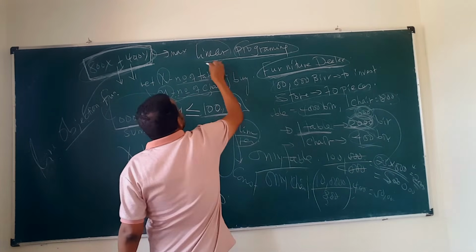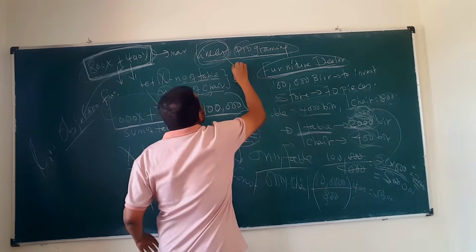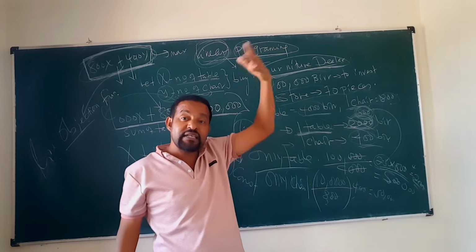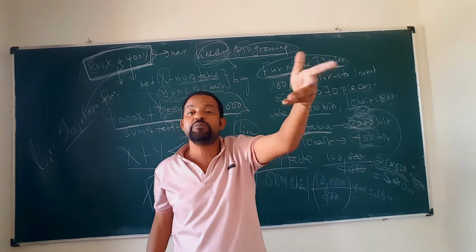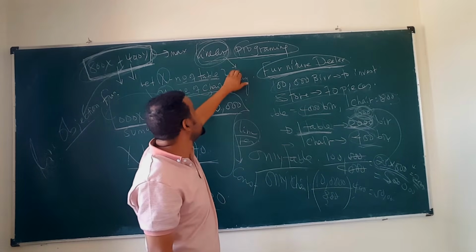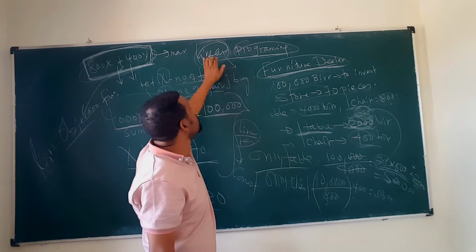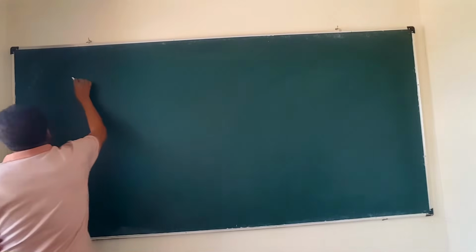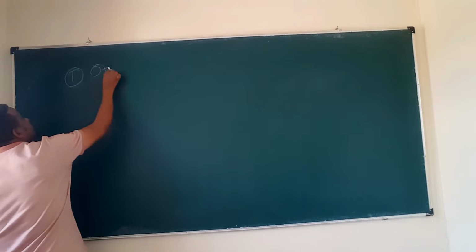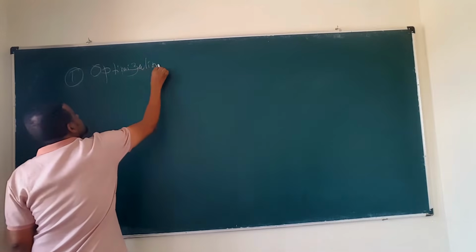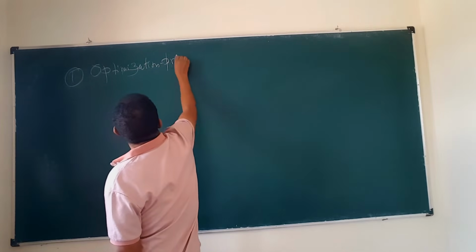Linear means involving linear inequalities. Linear programming is one example of an optimization problem which involves linear functions or which involves linear inequalities. So let's define. The first definition is optimization problem.